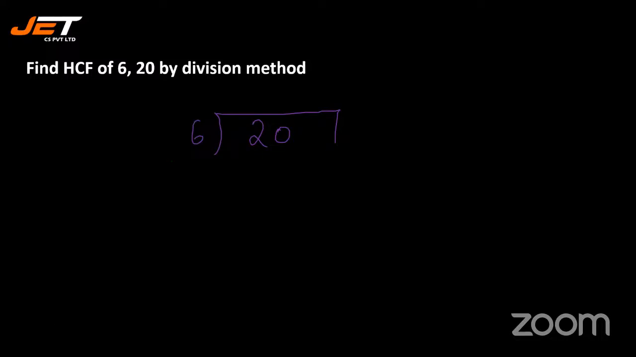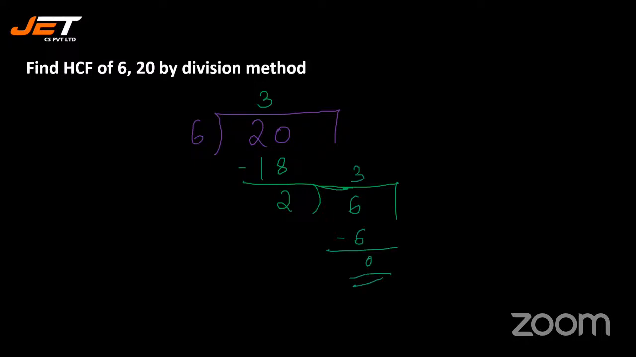Let's proceed further. Over here, 6 times 2 is 12, 6 times 3 is 18. I got 2 as the remainder, which will be the divisor now, and 6, which was the divisor, will be the dividend now. 2 times 3 is 6, and I got 0 as the remainder. That's how I can say that 2 is the HCF of 6 and 20. The last divisor will be your HCF, right?